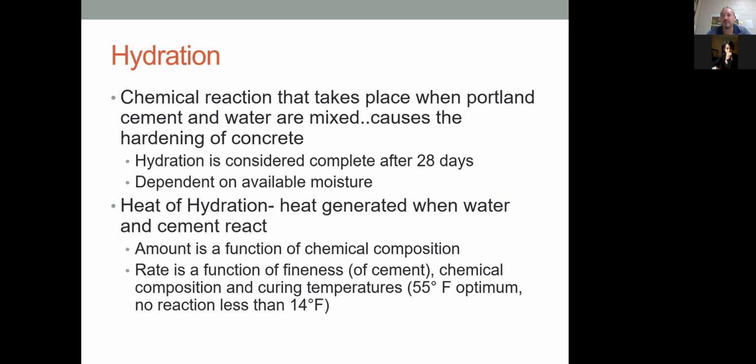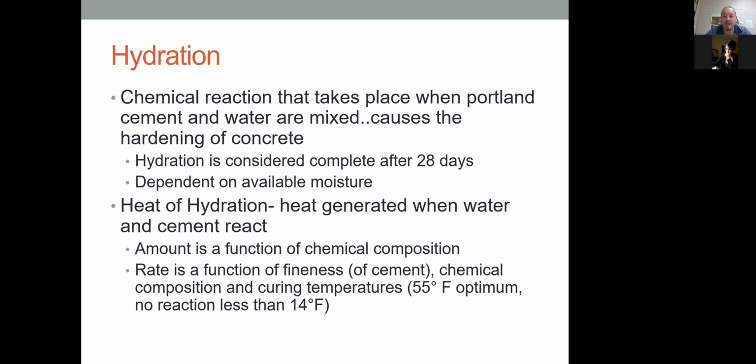So it's a good test question. Make sure you mark that. It's considered complete after 28 days. I'm going to show you some curves in just a second. They're in the notes and in your book. But it can continue to gain strength well after that, depending on how much moisture is actually available.